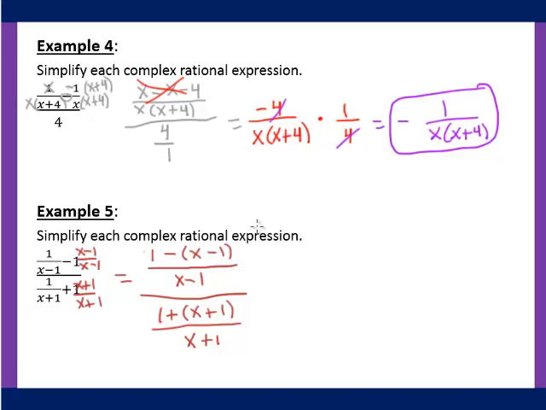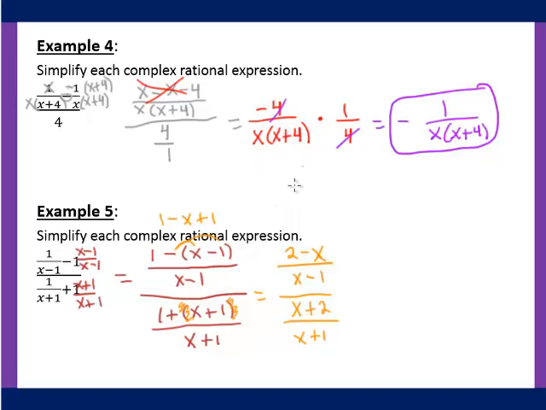Let's see what we can simplify, because if we distribute this negative, we have 1 minus x plus 1. So that's going to give us 2 minus x on the top over x minus 1. Over, since we don't really need the parentheses there, we can just add, that'll be x plus 2, or 2 plus x, whichever way you want to write it.